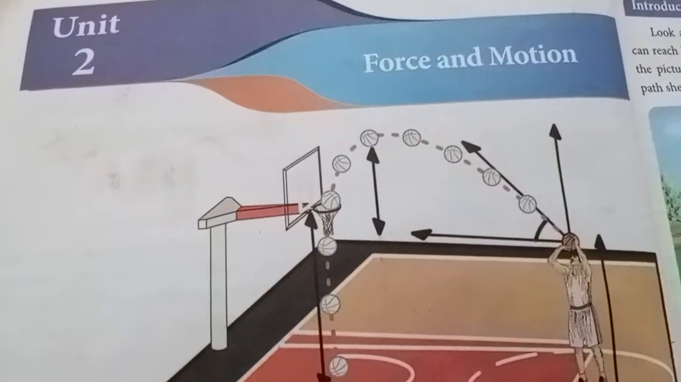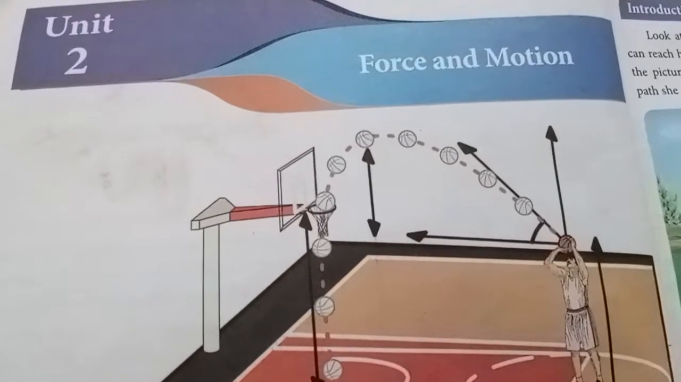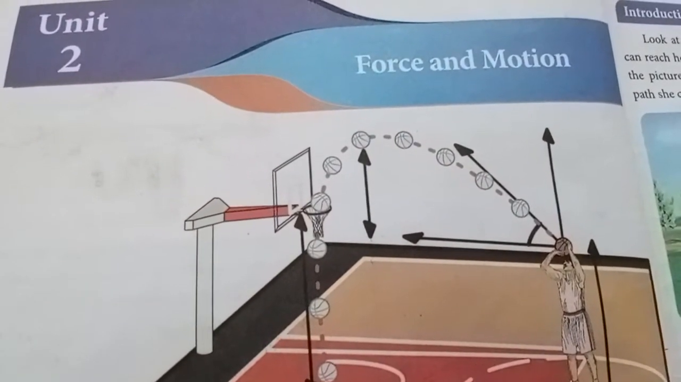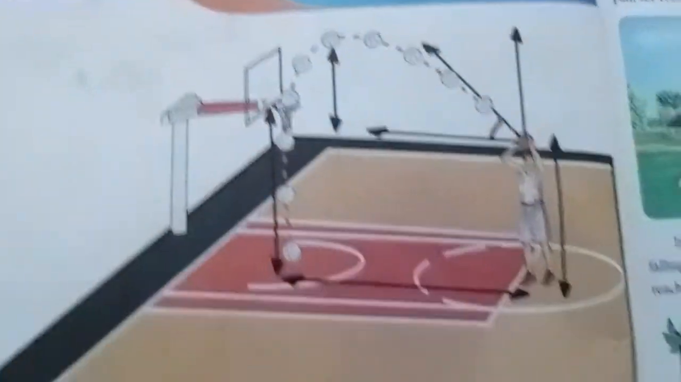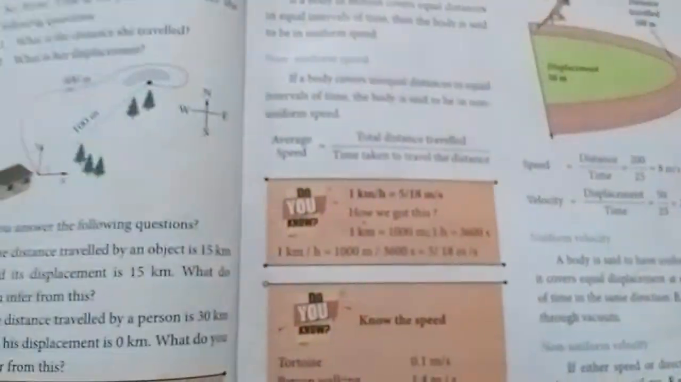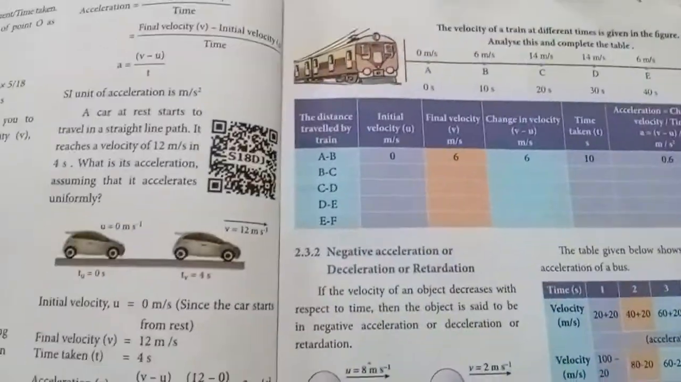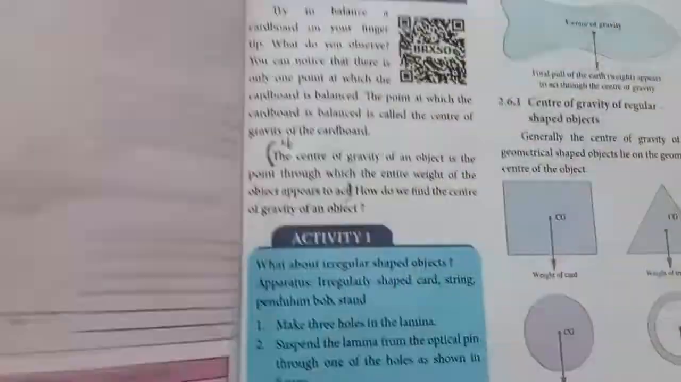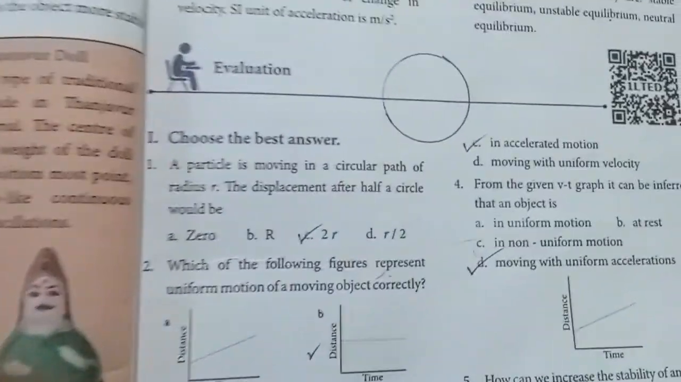Today we are going to see the book back evaluations from Standard 7, Term 1, Science Book Unit 2, Force and Motion. Okay, let's see the book back evaluations.